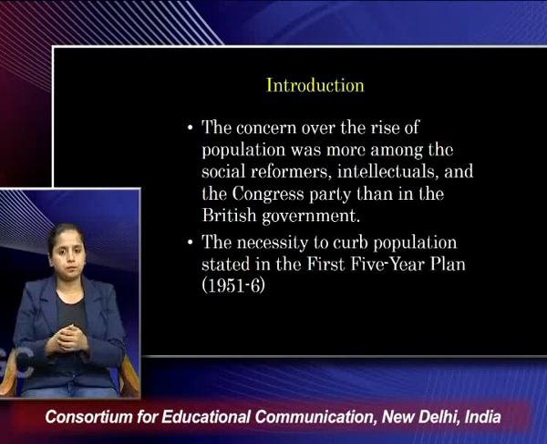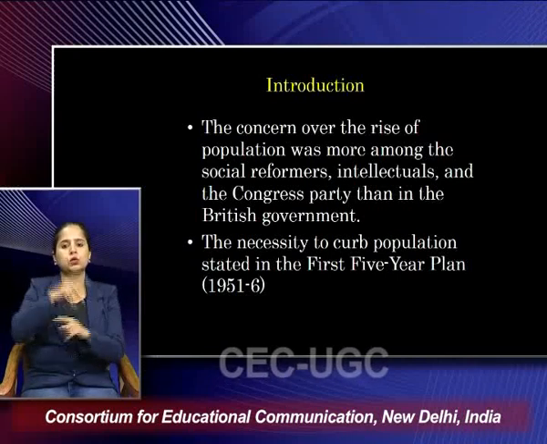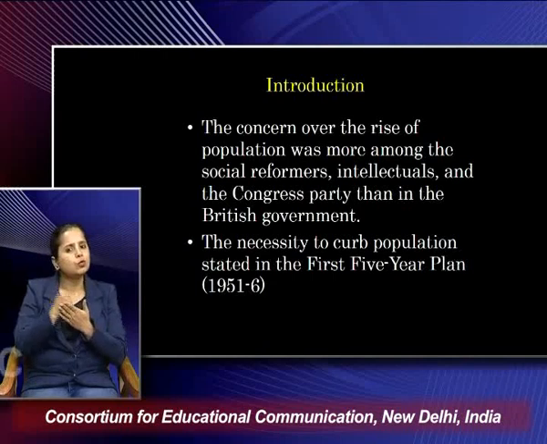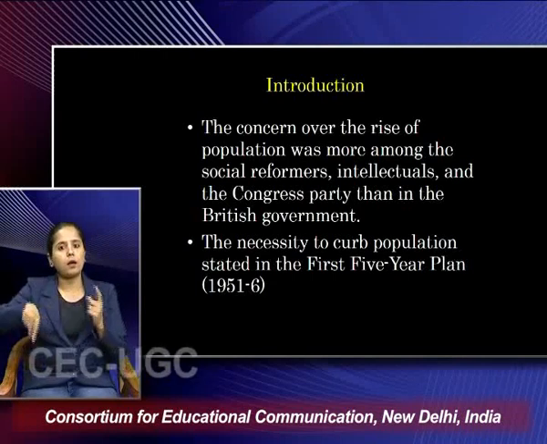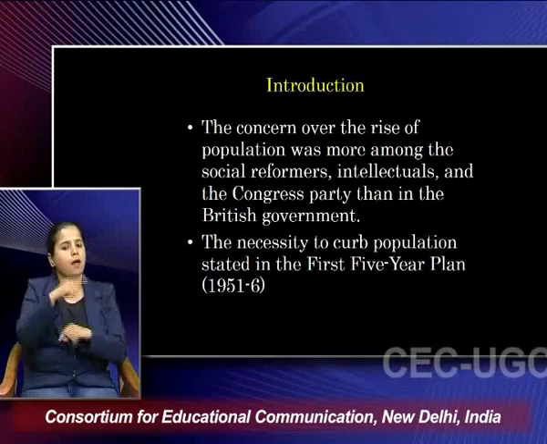Concern over the rise of population was more among the social reformers, because the social reformers were attempting to design the country as an egalitarian, just society where everyone could survive. Therefore, they raised this concern, and other people who were included were intellectuals and the Congress, and then there were efforts made by the government to ensure that there were programs to curb the population.